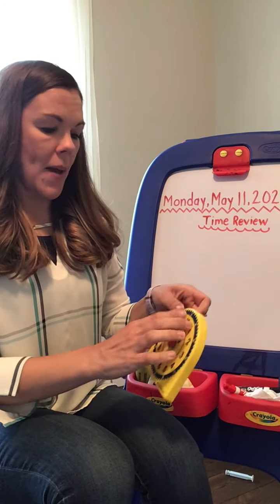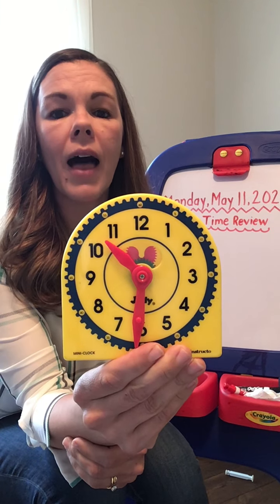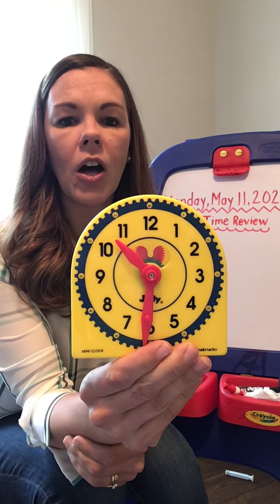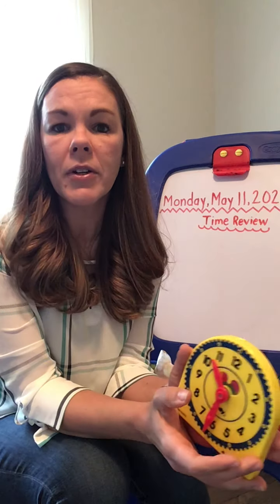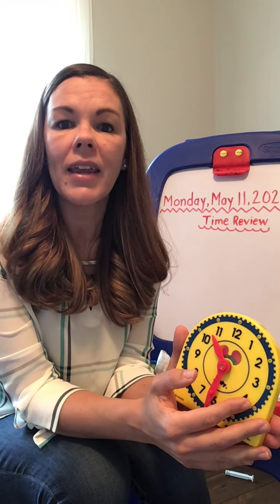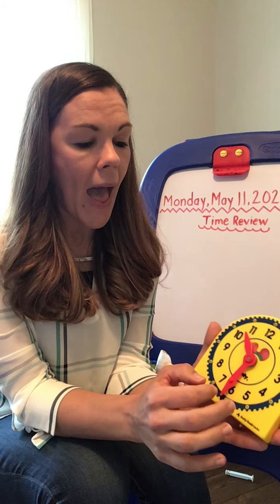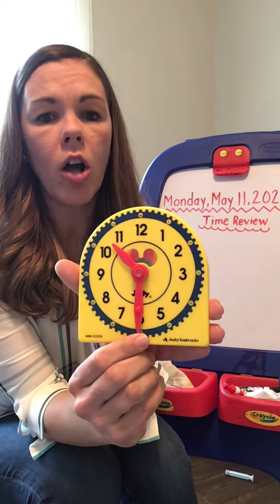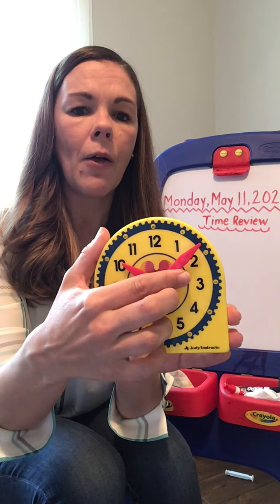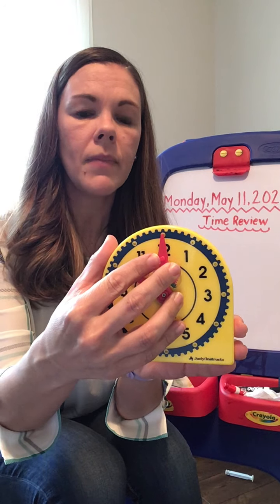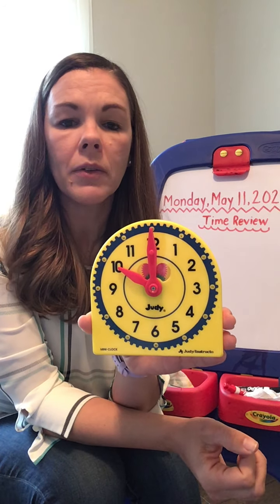So this, if you remember, is called an analog clock, okay? An analog clock has just 12 numbers on it to represent 12 hours in the AM and 12 hours in the PM. When our hour hand is at the 12, this represents or shows a new hour, okay?